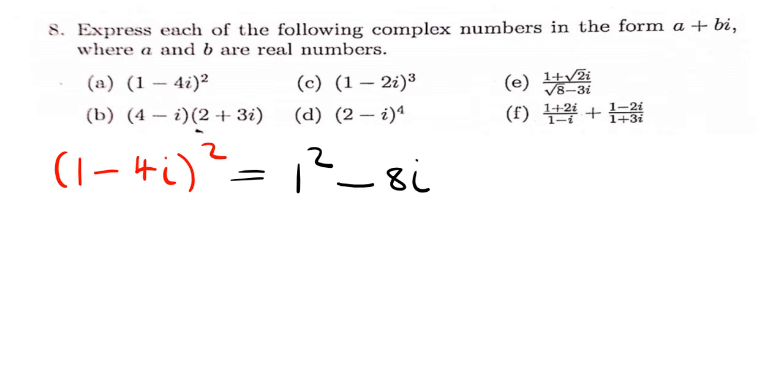Then the first one I had to square, and now to find the last one, I'm supposed to square the last one as well, which is 4i. Now when I square 4i, what do I have?